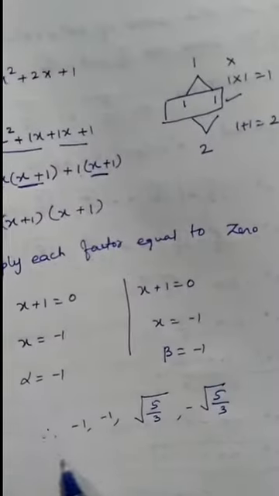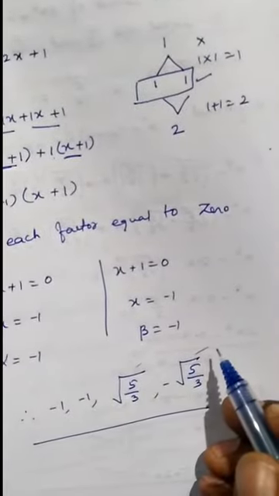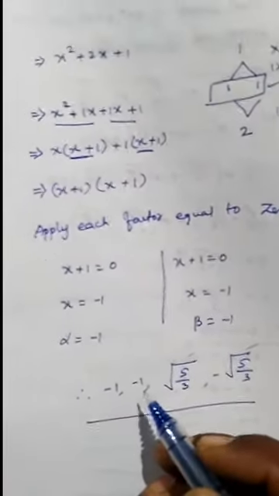So therefore for the biquadratic polynomial, the 1, 2, 3, 4 zeros: these two zeros are given in the question and the other two zeros we found.